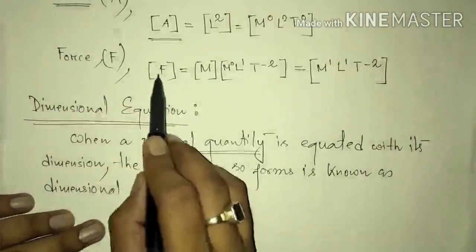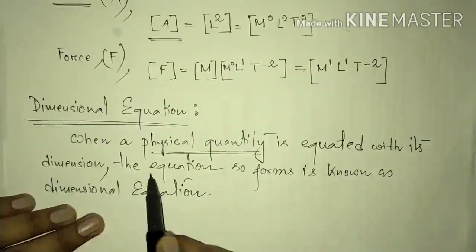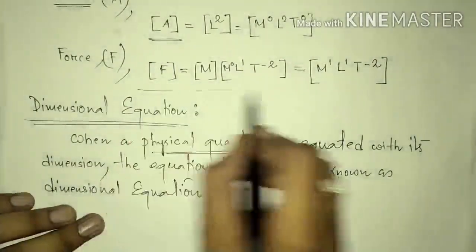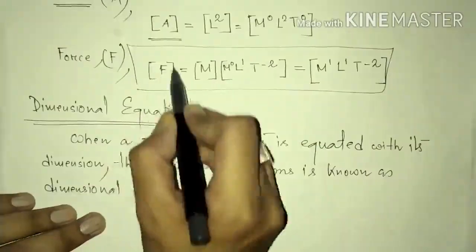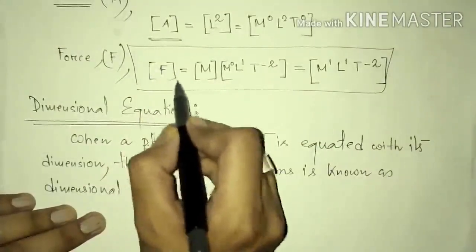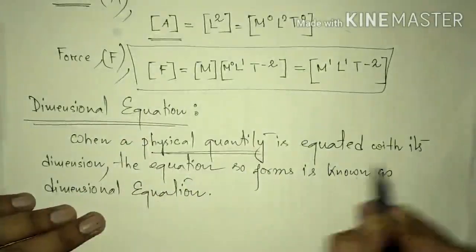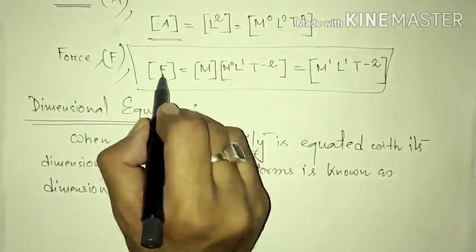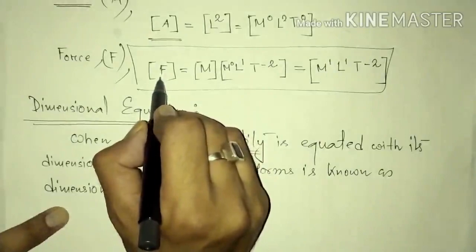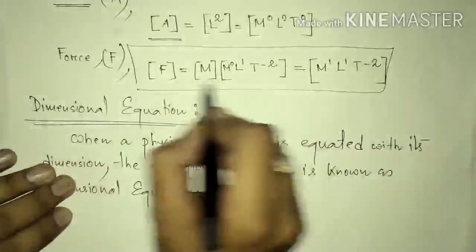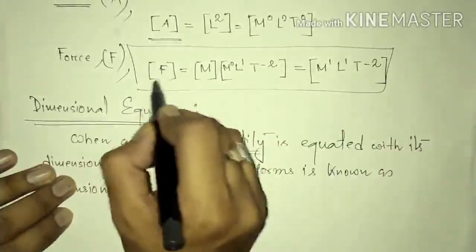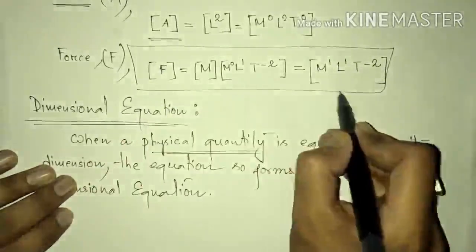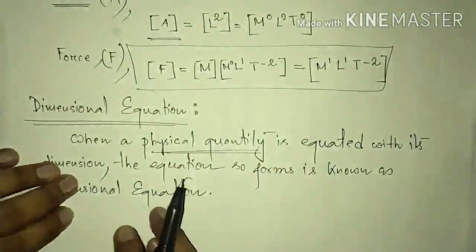Now you see here, what is this? Physical quantity is equated with its dimension. This is physical quantity F, force. And what is this equation? On this side we have the dimension of the physical quantity, namely force. So when a physical quantity is equated with its dimension, on this side it represents the symbol. This is the symbol of force, F. But what is this equation? It indicates the dimensional formula of force F. This is equal to M to the power 1, L to the power 1, T to the power minus 2. So this equation itself is a dimensional equation.